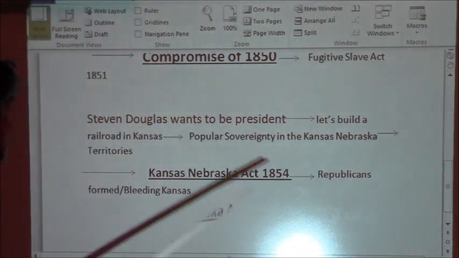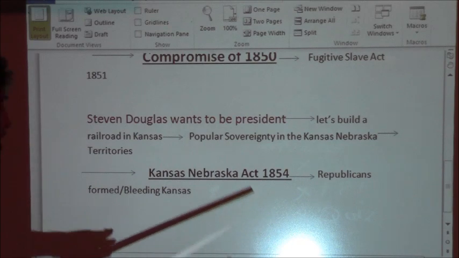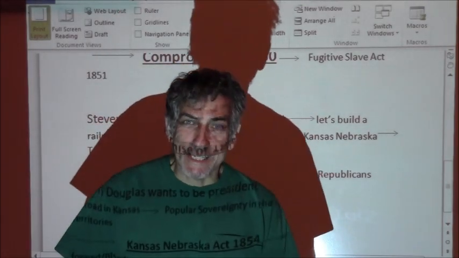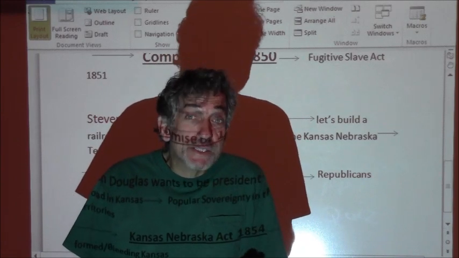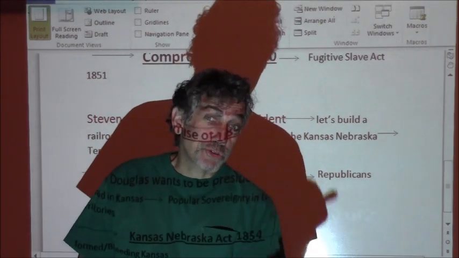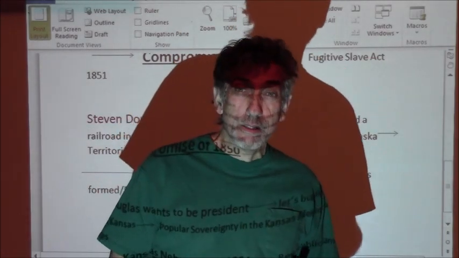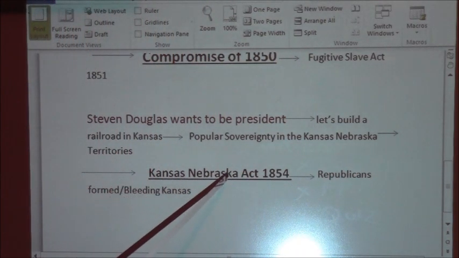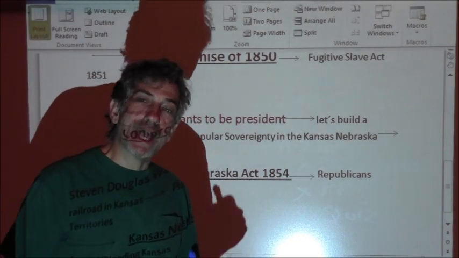So what's going to happen here is Stephen Douglas wants to be president, so he said, let's build a railroad in Kansas. And he suggests popular sovereignty in the Kansas and Nebraska territories. Great idea, great idea. Let the people decide. Horrible idea. Because when are they going to decide? They're not going to decide before people move in. They're going to decide after people move in. And that means that people are going to be warring with each other. It's going to be a little mini civil war in Kansas and Nebraska, mostly Kansas. Anyway, so that's going to be called the Kansas-Nebraska Act of 1854. And just for the moment, Stephen Douglas is going to look like a genius.